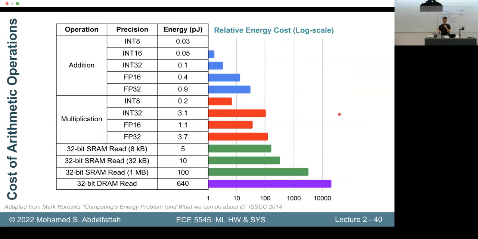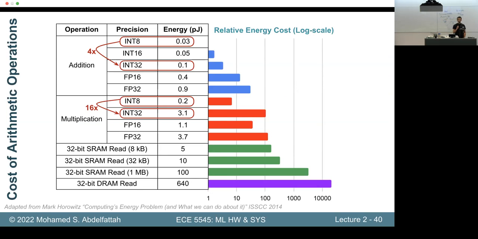And so how much more efficient is it? If we look at this plot, it's quite striking. In addition, as we would expect, going from int 8 to int 32, you have a 4x improvement on the measured energy cost of adding two int 8 numbers versus two int 32 numbers. But in multiplication, it's more striking because, as I said, there's a quadratic relationship when multiplying two numbers. Most multipliers grow quadratically in circuit size. So you have a 16x improvement going from int 8 to int 32.